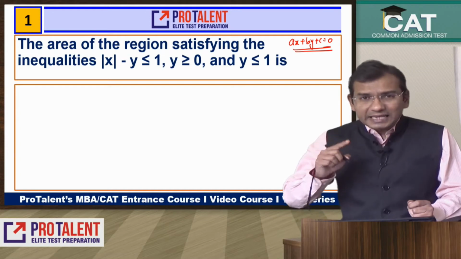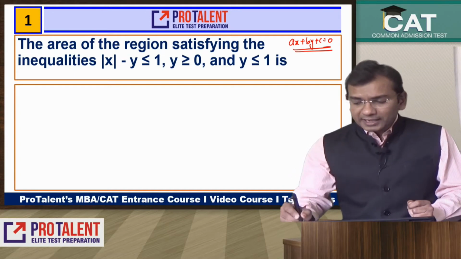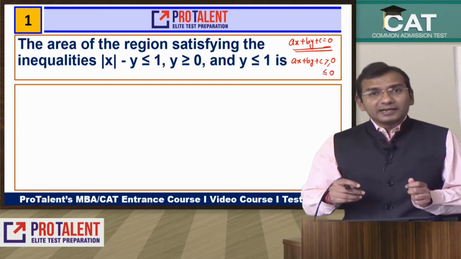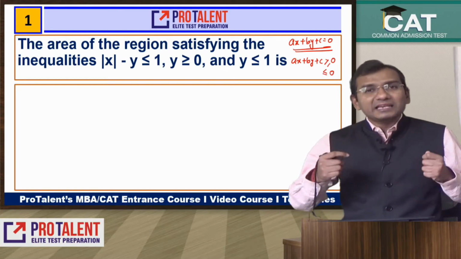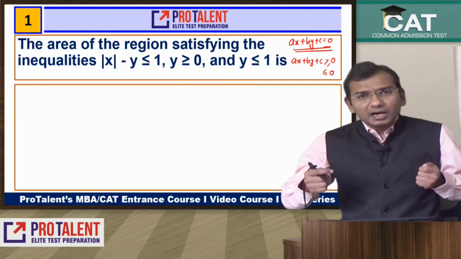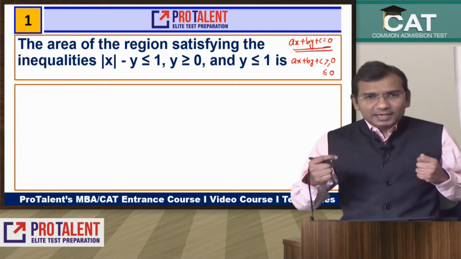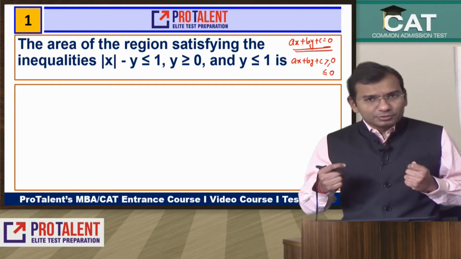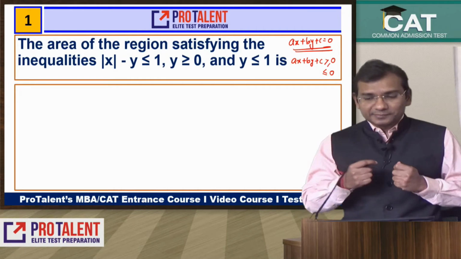When it is an inequation, what do you mean by inequation? ax plus by greater than 0, or greater than or equal to 0, or less than or equal to 0, then it is representing the area above the line or the area below the line. This is how it is generally represented. I'm sure you know this. Yes or no? Great.